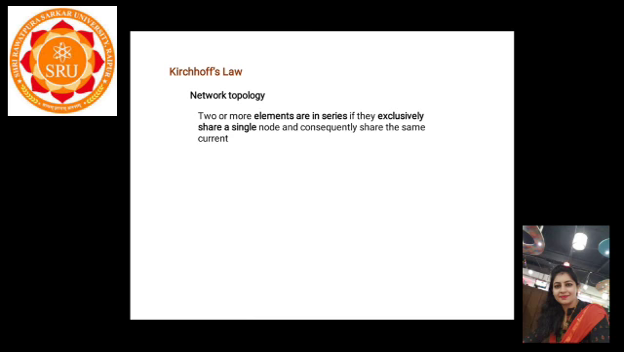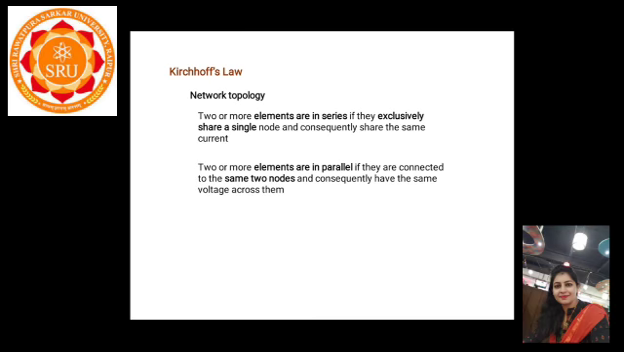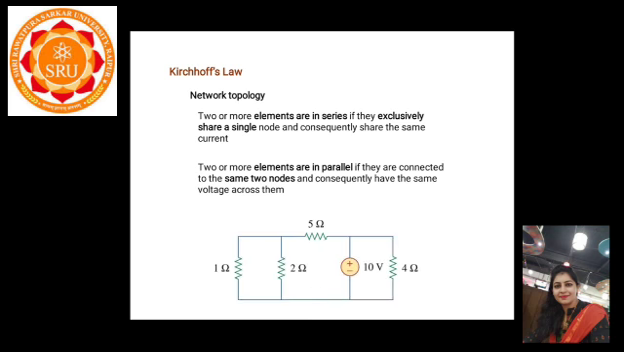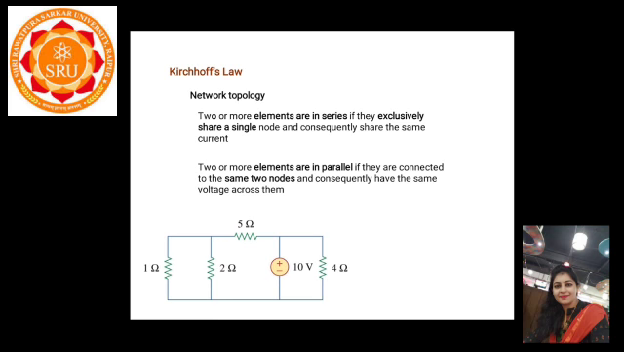Two or more elements are in series if they exclusively share a single node and consequently share the same current. Two or more elements are in parallel if they are connected to the same two nodes and consequently have the same voltage across them. So, in this circuit, 1 ohm and 2 ohm are in parallel because they are connected to the same two nodes. 10 volt and 4 ohm are also parallel because they are also connected to the same two nodes. 5 ohm is in series with 1 ohm and 2 ohm.